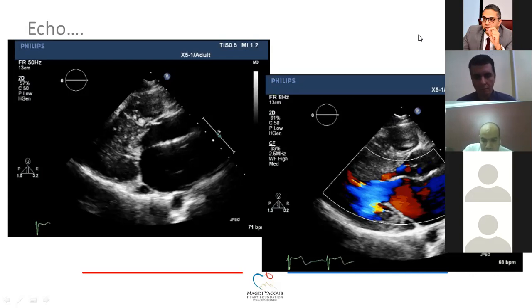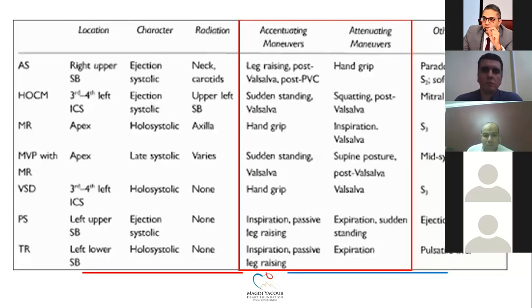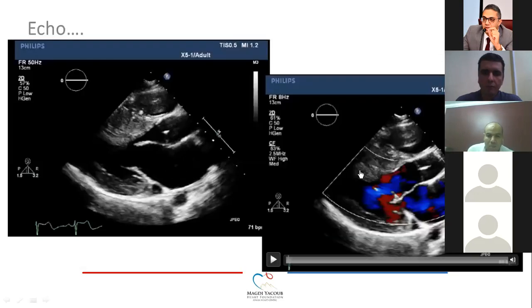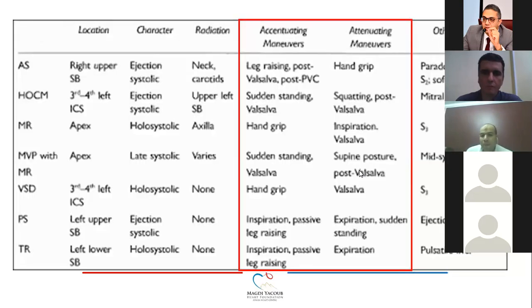Please observe that the same dynamic changes that occur with HOCM are also reported with mitral valve prolapse. The differentiation is related to the presence of a click, the timing of the click with the dynamic maneuver, as well as the site of the murmur. In HOCM, the murmur can occur anywhere, and it tends to be related to the apex as well as to the lower part of the sternum.